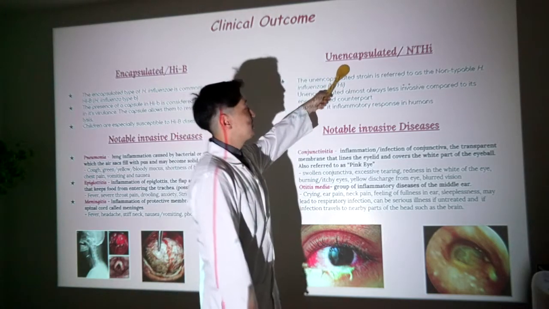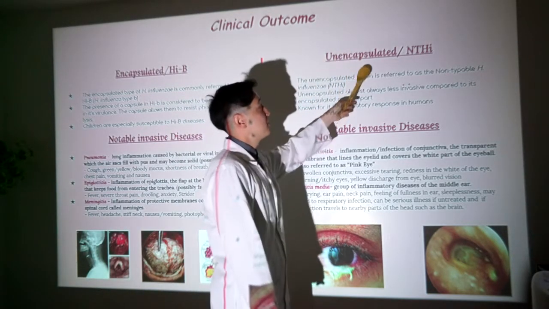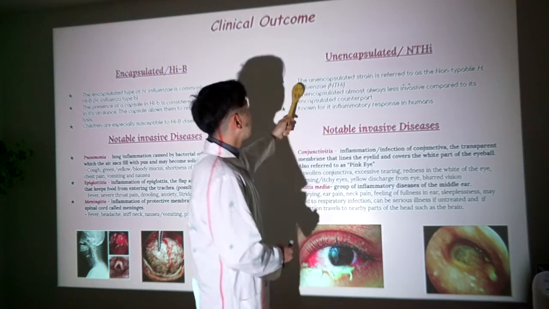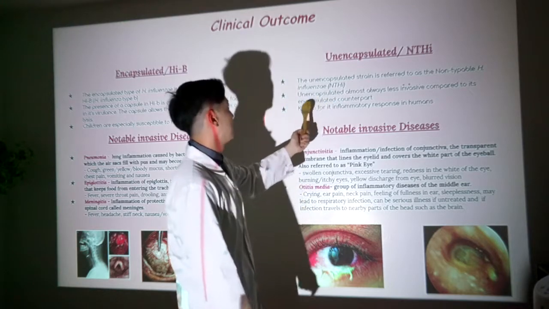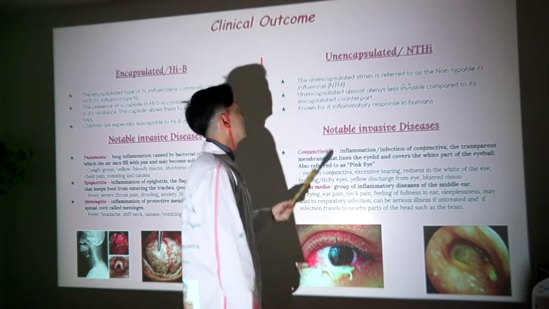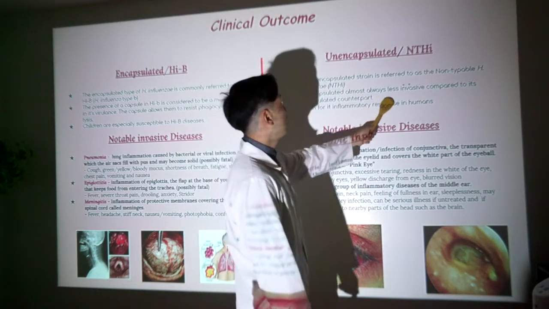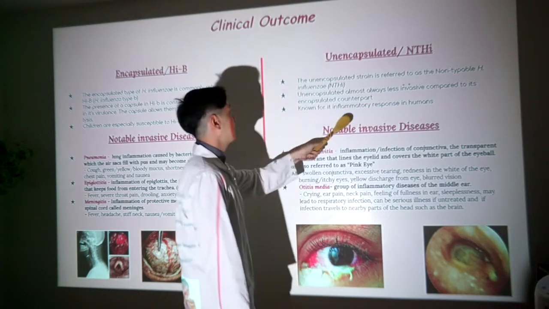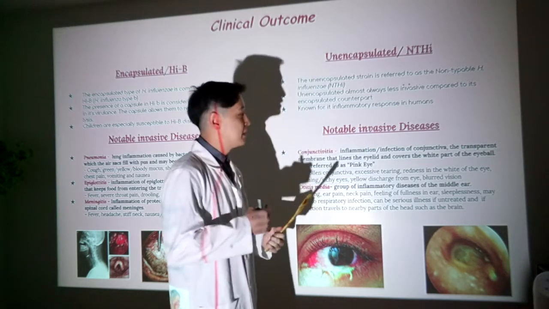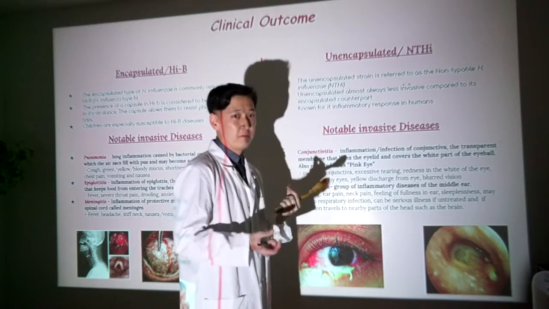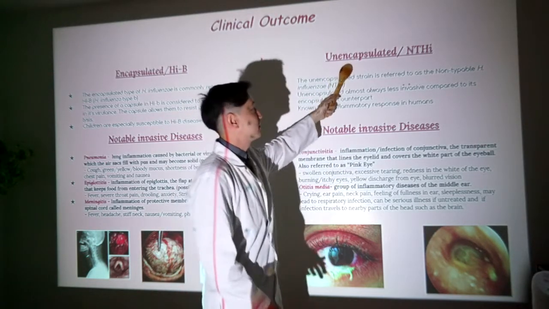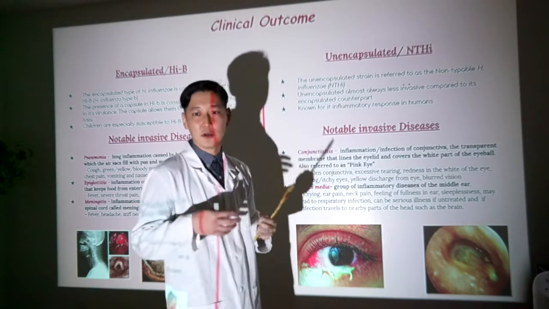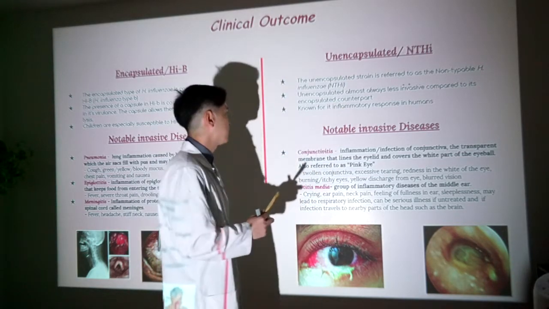Now, to the unencapsulated, non-typable Haemophilus influenzae. The unencapsulated strain is referred to as non-typable influenzae, NTHi. Unencapsulated is always less invasive compared to its encapsulated counterpart. This is because the capsule protects it from phagocytosis, so our natural immune cells will fight this, because without the capsule it will just undergo lysis or phagocytosis.